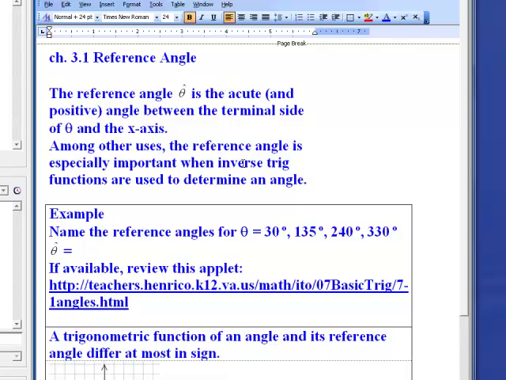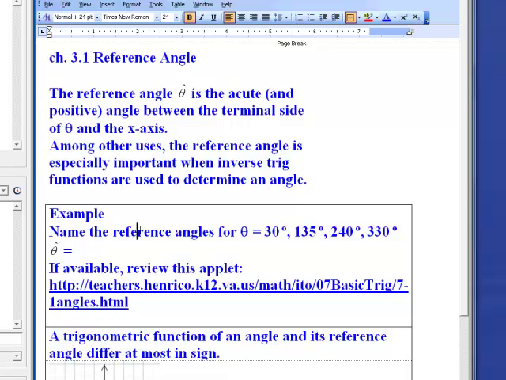when we calculate inverse trigonometric functions on the calculator to determine the angle, and what the calculator will give us in all likelihood is just the reference angle, and then we have to see in what quadrant we are and have to add or subtract that reference angle. In any case, let's start out here.